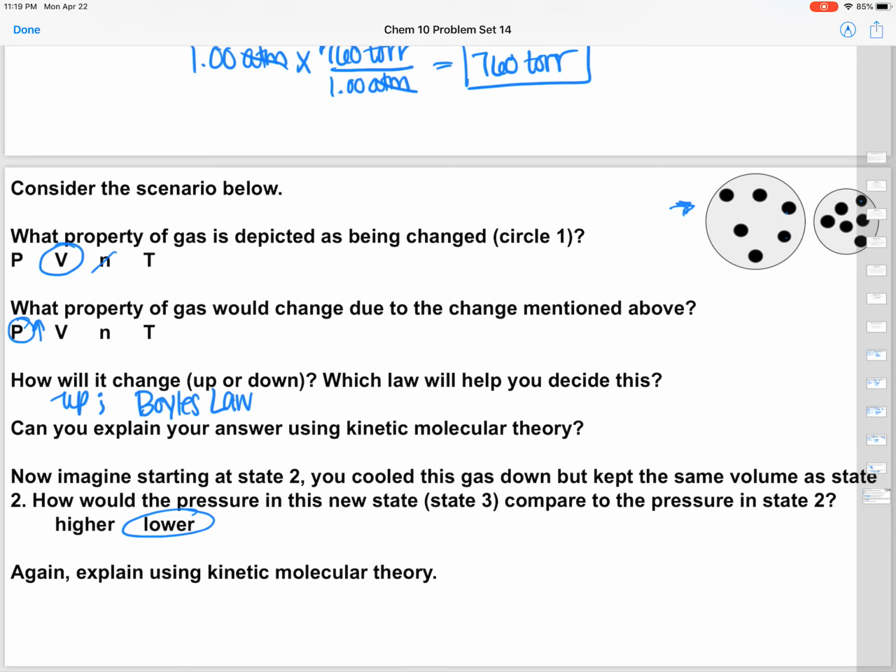Again, explain this using kinetic molecular theory, which is what we just talked about. An increase in temperature or heat causes more kinetic energy. A decrease in temperature will result in less kinetic energy, less bouncing, less collisions, less hitting of the walls of the container, which results in less pressure.